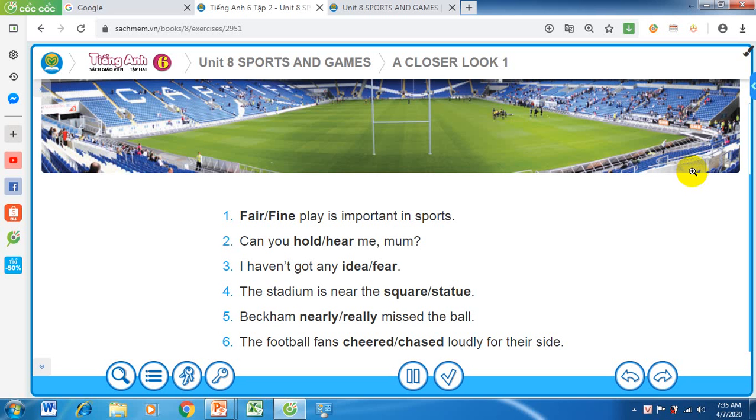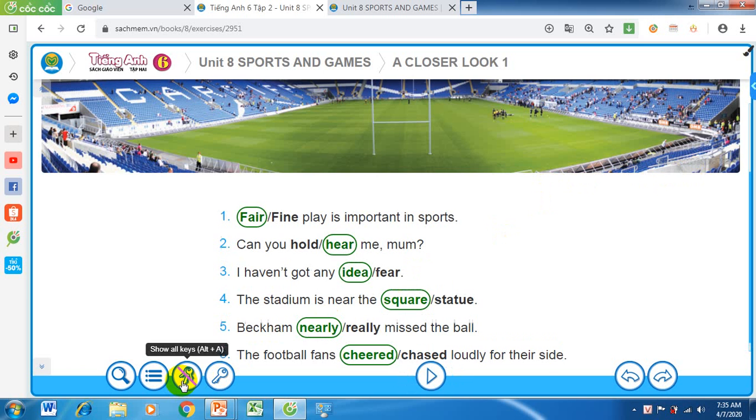Okay, did you get your answers? Okay, let's check all your answers. Okay, the first, fair. Fair play is important in sports. Number 2, can you hear me, Mum? 3, I haven't got any idea. 4, the stadium is near the square. 5, Beckham nearly missed the ball. And 6, the football fans cheered loudly for their side.